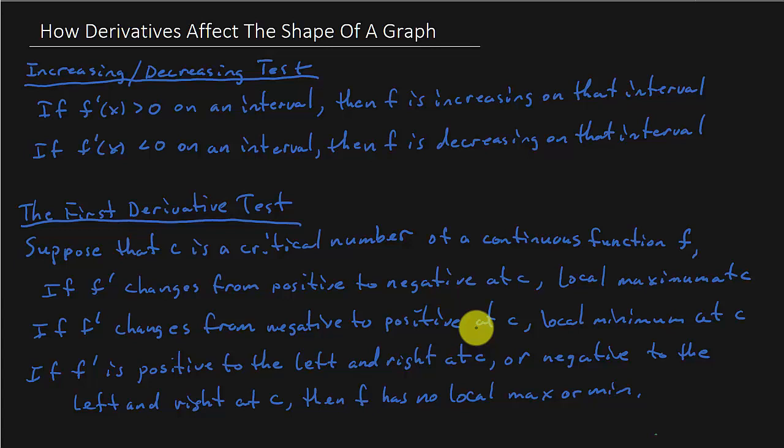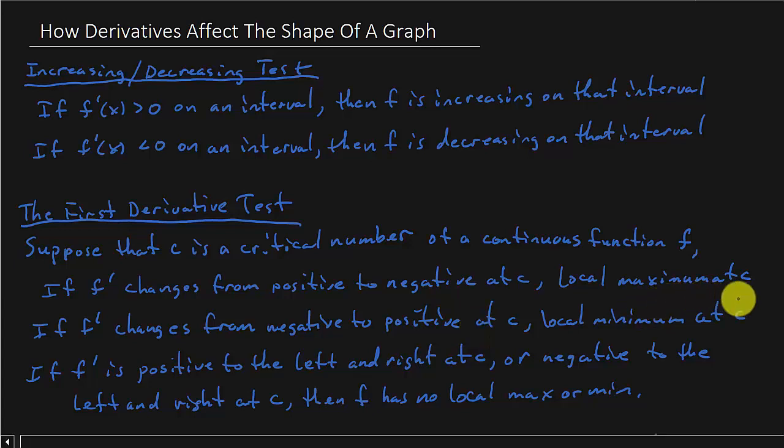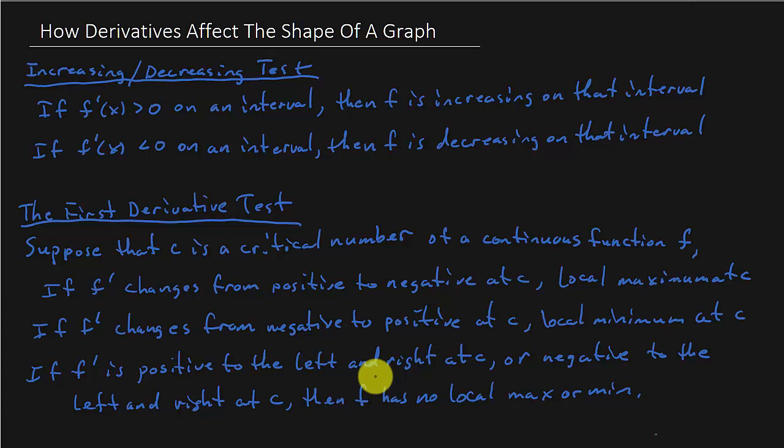All right. So now the first derivative test. Suppose that c is a critical number of a continuous function f. If f prime changes from positive to negative at c, then we have a local maximum at c. And if f prime changes from negative to positive at c, then we have a local minimum at c. And if f prime is positive on both sides of c, the left and the right, or negative on both sides of c, then f has no local maximum or minimum.